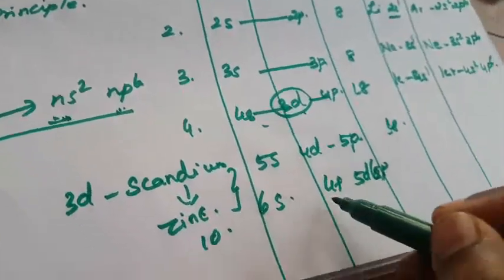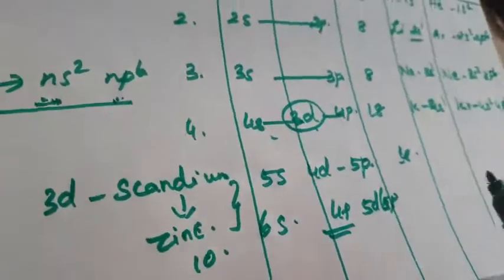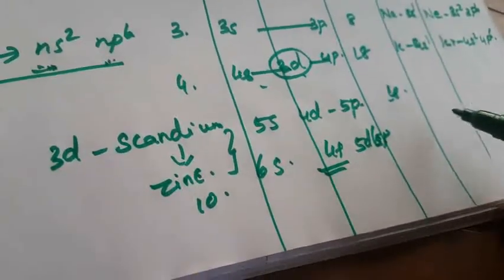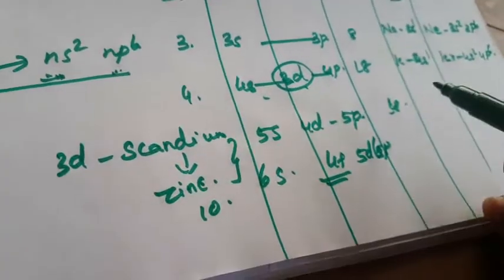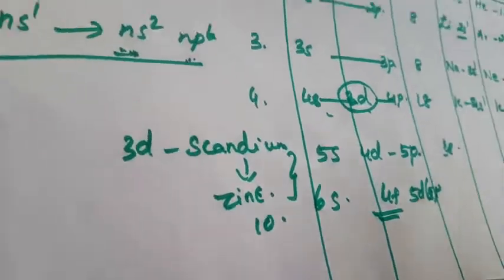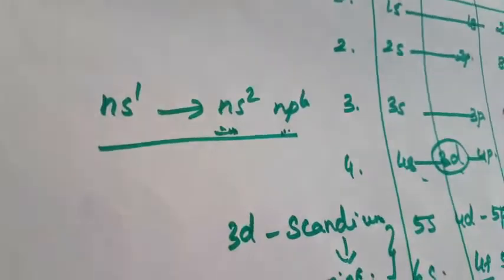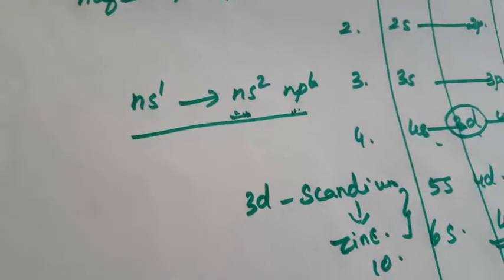So what is the reason here? Inner transition elements are present in the 4f orbital. Okay, so that is the reason. Every element starts from the s orbital and ends with ns2 np6, that is the octet configuration. So this is how they are arranging the elements in the periodic table.